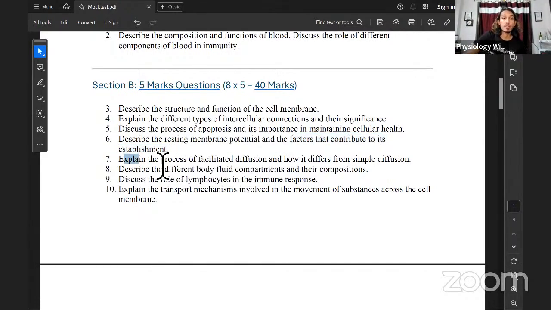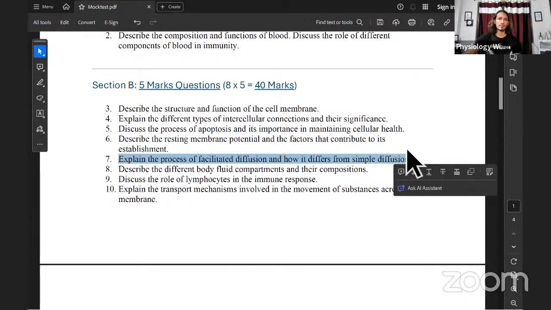After that, the next question is: explain the process of facilitated diffusion and how it differs from simple diffusion. This is again a pretty basic question. Here again, you talk about what facilitated diffusion is. You can draw a tabular column with a heading on either side: what is facilitated diffusion, and on the other side, what is simple diffusion. You require a carrier protein in facilitated diffusion, and you do not require one in simple diffusion. Both are down the concentration gradient.